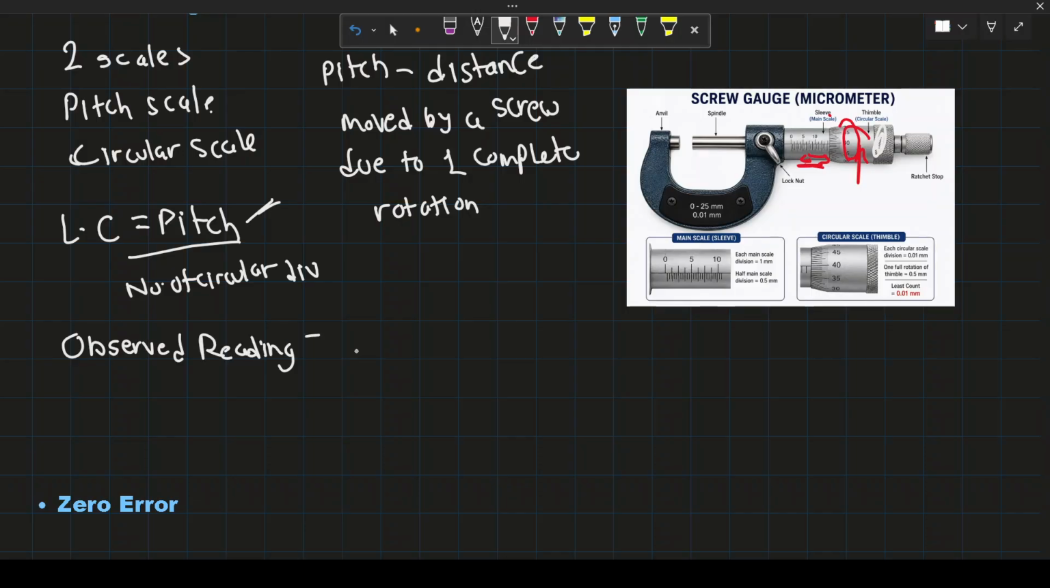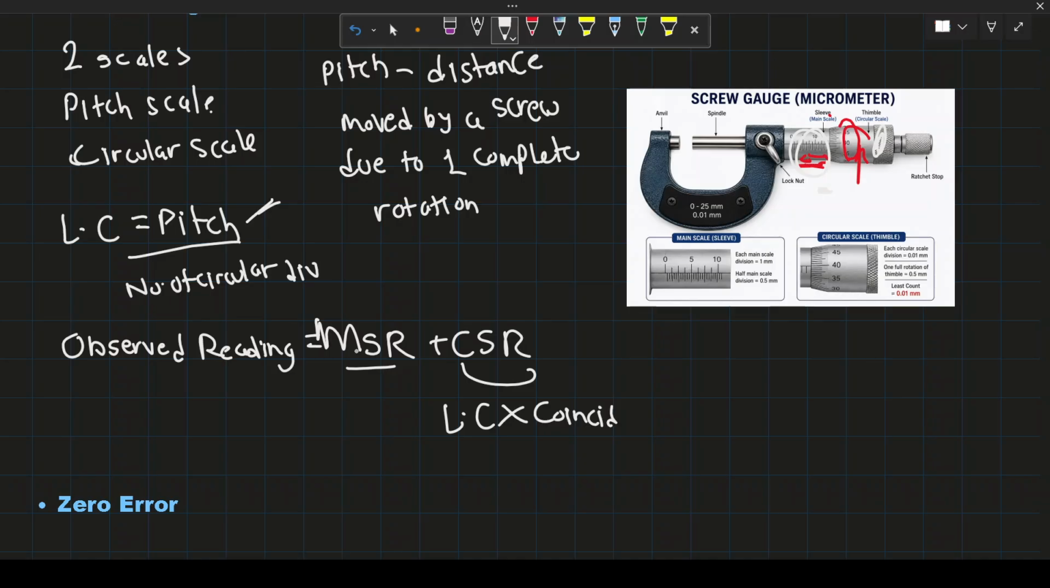The observed reading would be equal to the main scale reading, which is basically the reading on the main scale over here, plus your circular scale reading, which is basically your least count into the coinciding division. The coinciding division is, as you can see, the division of the circular scale which coincides with this main scale line.